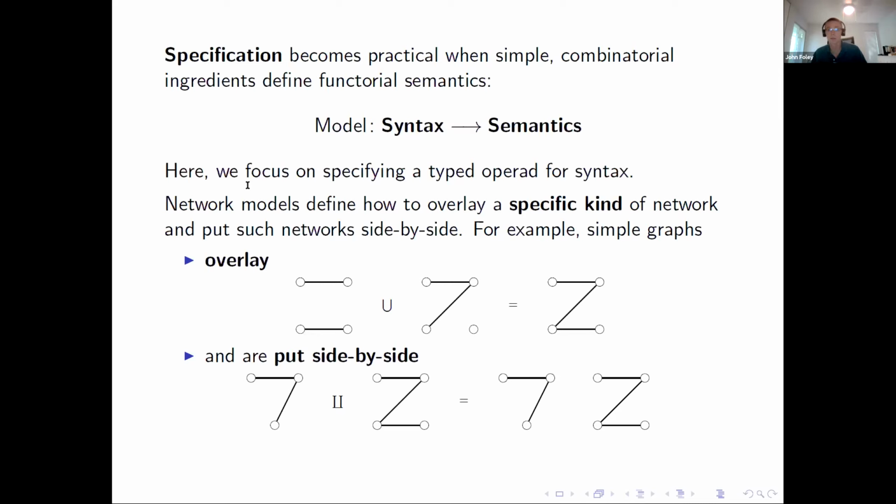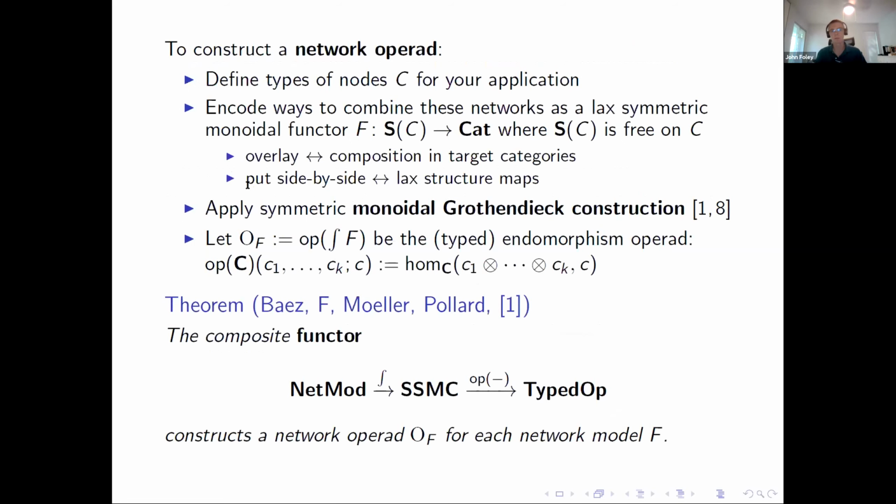But the example we do in the paper is using the tool network models, which allows you to describe syntax for how you compose a specific kind of network by describing how those networks are overlaid or put side by side. So the canonical example of this, you have simple graphs, which you can overlay by taking edge union, as we see here, or you can put simple graphs side by side by taking their disjoint union. And so a network model is this machine that gives you a network operad. And so if you have the types for your particular application, the types of atomic nodes that you're interested in, use that to form the set C.